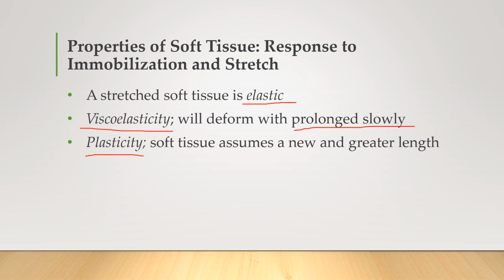And what we're really trying to get to at the end game here is this plasticity. So the soft tissue assumes a new and a greater length. This is the goal for something like that chronic stretching program. We want permanent change, right? Plasticity means permanent change. So we are trying to improve range of motion in the long term, not just the short term.